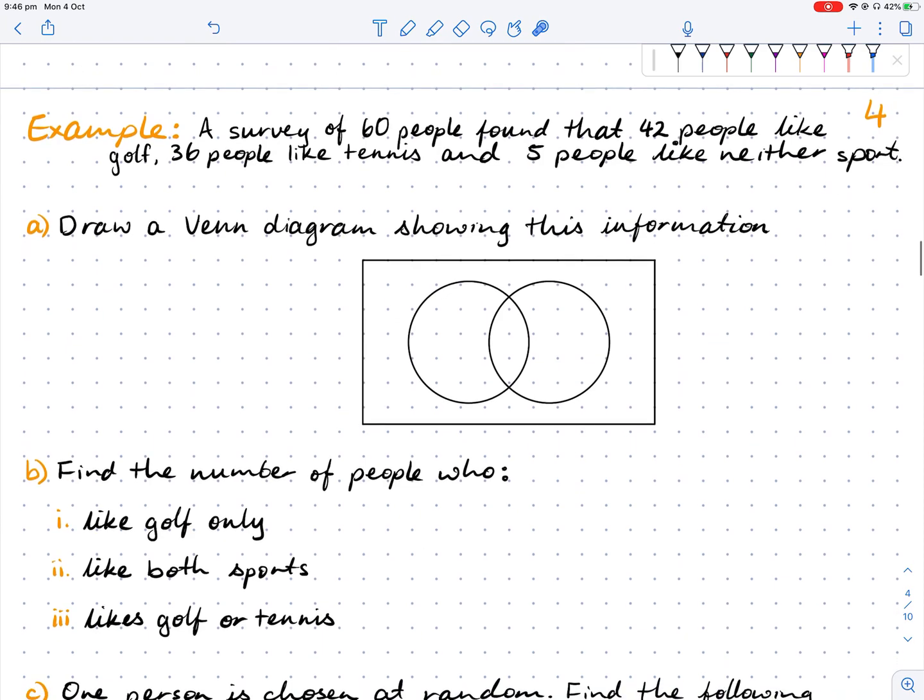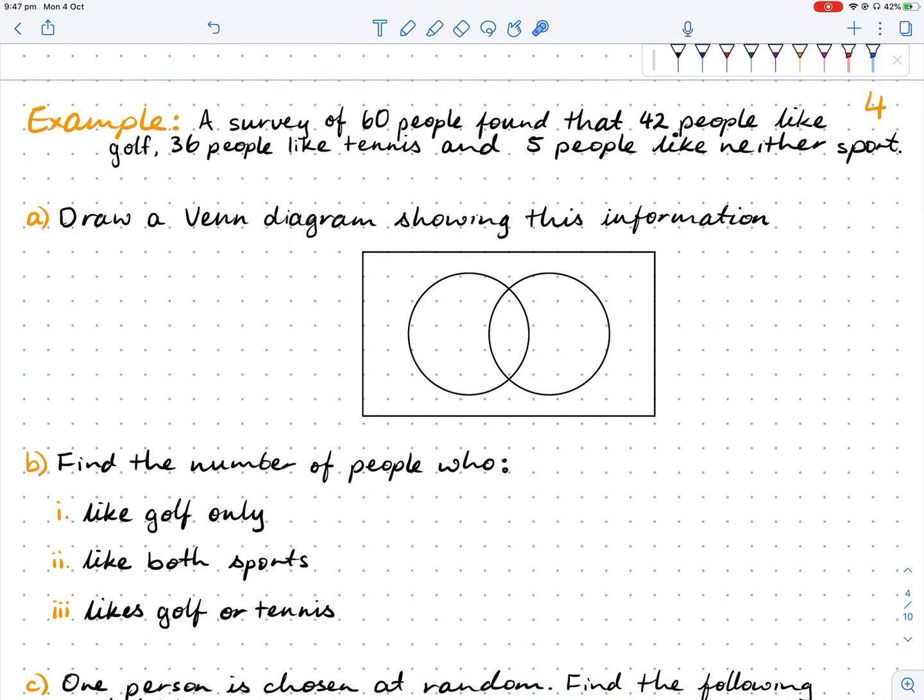All right, now we're going to look at a question where you need to work out the Venn diagram yourself. So a survey of 60 people found that 42 people like golf, 36 people like tennis, and 5 people like neither sport. So these are the important numbers. Draw a Venn diagram showing the information. So I've already started your Venn diagram for you. So we're going to have people who like golf, people who like tennis. We know that 5 people don't like either of them, so we can put the 5 people on the outside straight away.